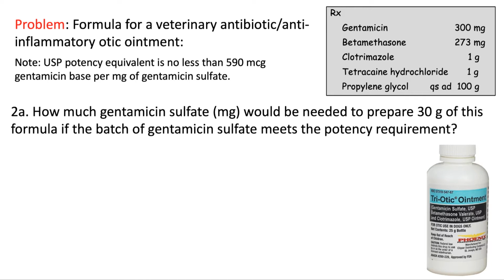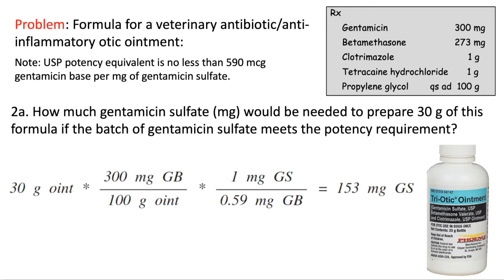Not too bad. Where do you start with this question? It wants to know how much gentamicin sulfate in milligrams based off of 30 grams of this formula. So let's start off with the fact that we're going to be starting with 30 grams of this formula, which is for an ointment. So if I start with 30 grams of ointment, then what I need to do is look at the formula. And the formula tells me that I need 300 milligrams of gentamicin base, which I'll abbreviate GB here, gentamicin base, for a total weight of 100 grams of ointment.